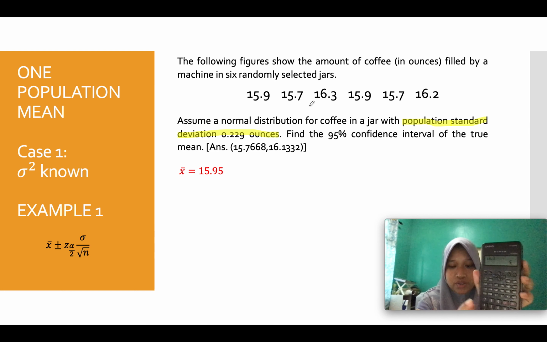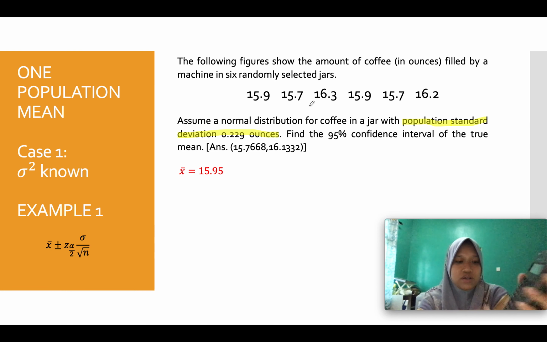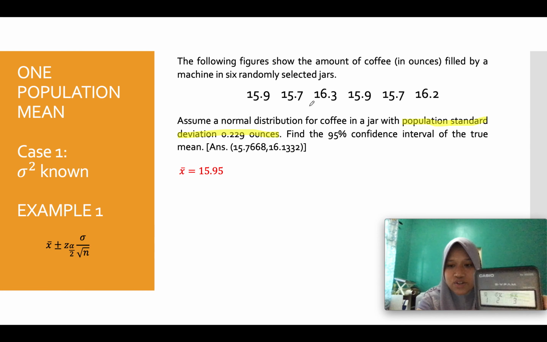So dah habis masuk, awak tekan Shift 2. So akan keluar lah. Kat sini kita ada X bar, okay, yang kedua tu Sigma X and SX. Okay, first X bar tu adalah mean lah. Okay, yang kedua tu adalah dia punya value of population variance.